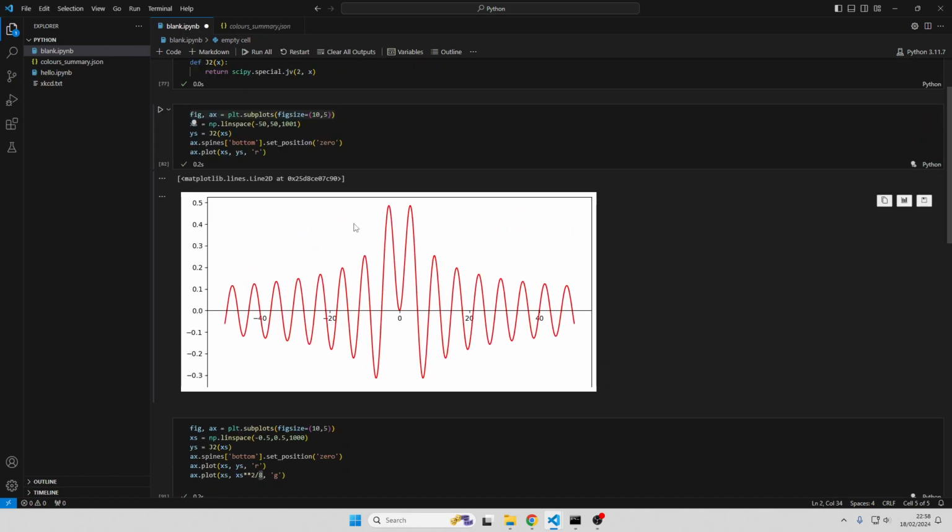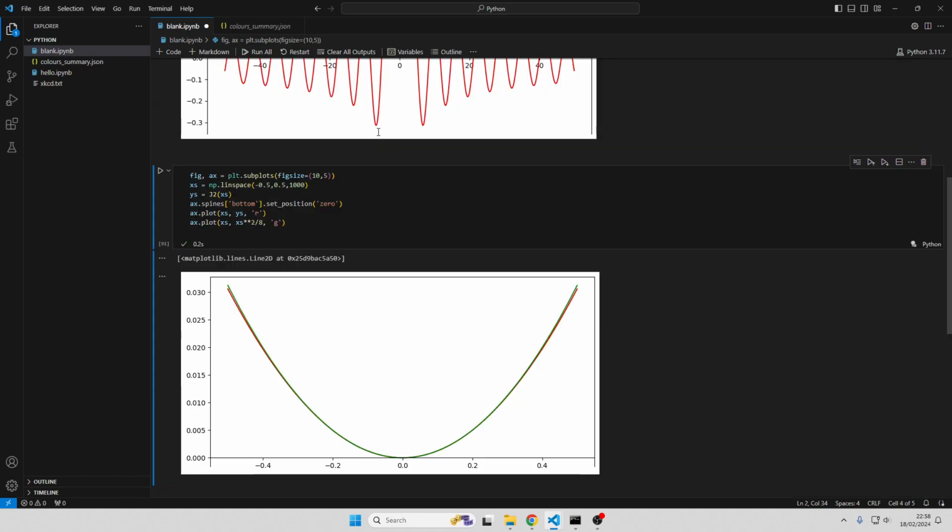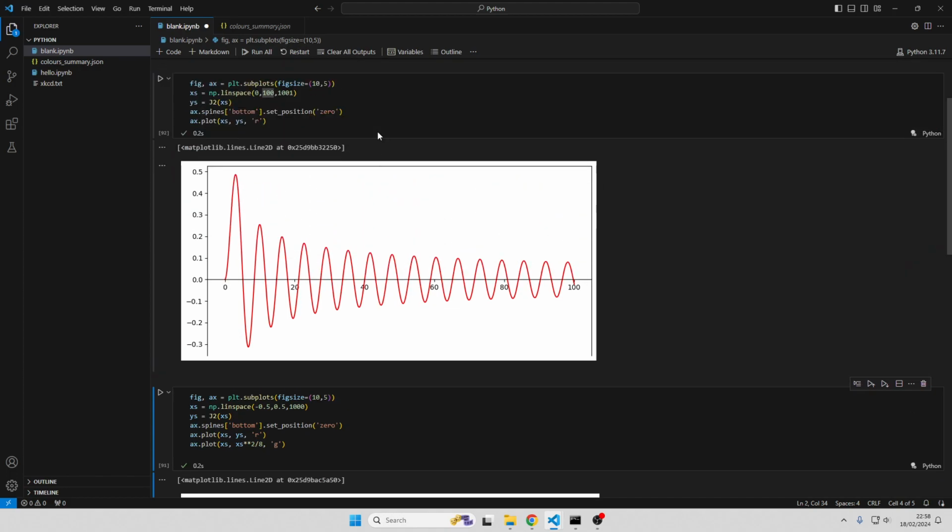Another thing we can do is shift this over here, go back to here, and instead of 0 to 50, there's no point really plotting the negative values, because you can see that it's an even function, so the left is just the same as the right. Let's instead just plot the positive values, and you can see these oscillations are dying away rather slowly.